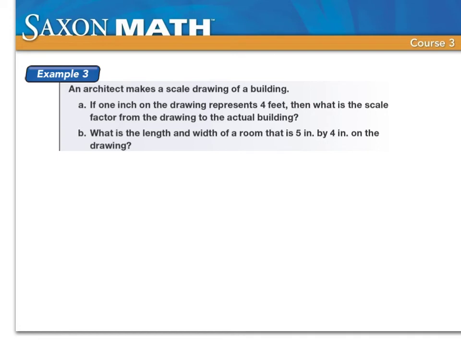Alright, example 3. An architect makes a scale drawing of a building. It says if 1 inch on the drawing represents 4 feet, then what is the scale factor from the drawing to the actual building? Okay, and then it says, what is the length and width of a room that is 4 inches by 5 inches on the drawing? Okay, so I always like to draw a picture. So here's our little drawing. Okay, and then here's our actual building.